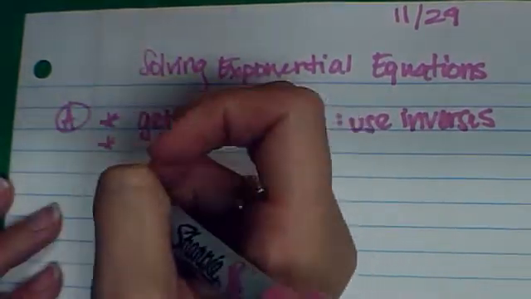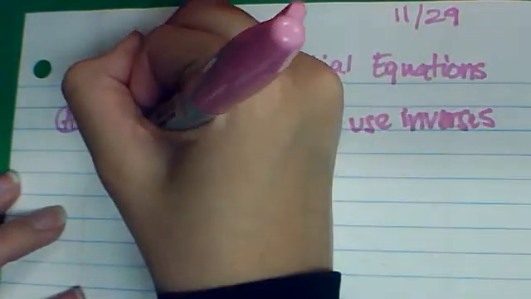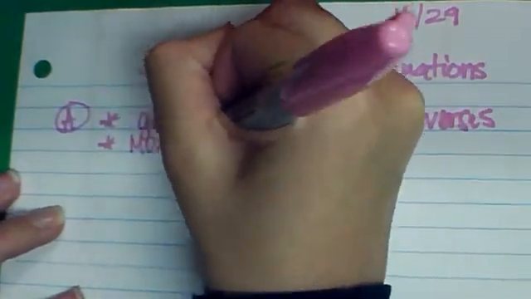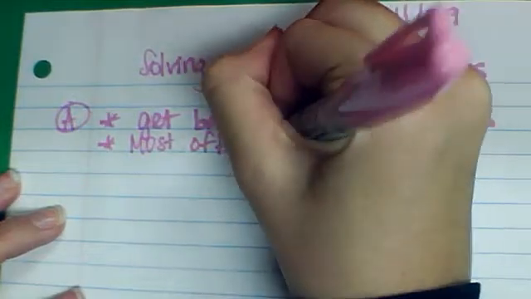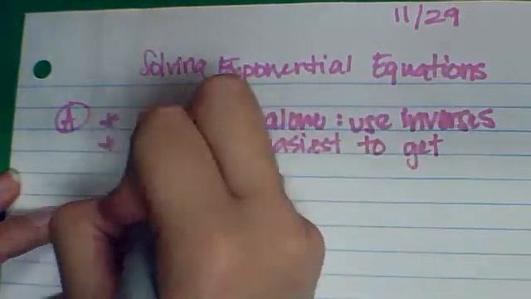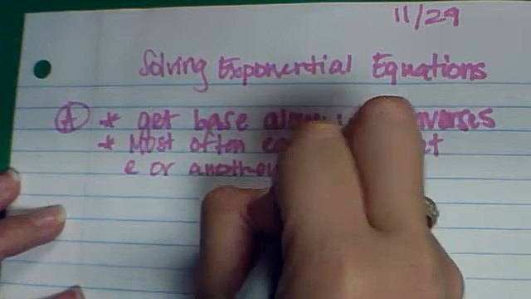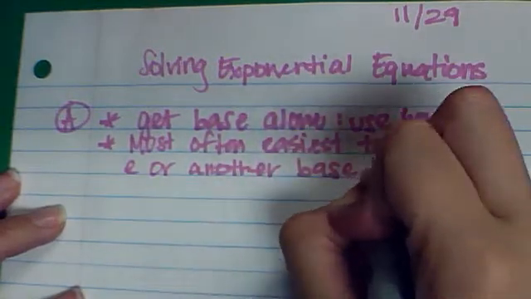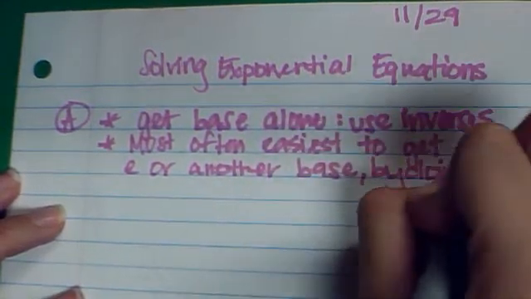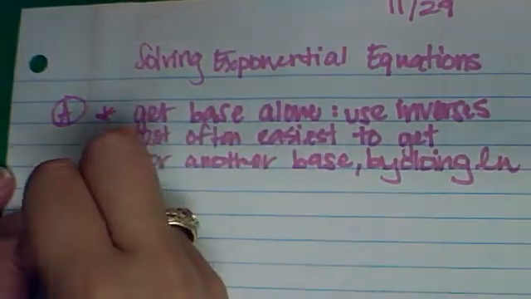The second thing I need to remind you of is that it is most often easiest to get e or another base by doing ln. So to get rid of these things by taking the natural log. Okay? Let's look at some examples.